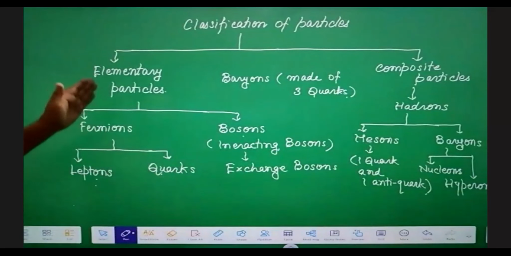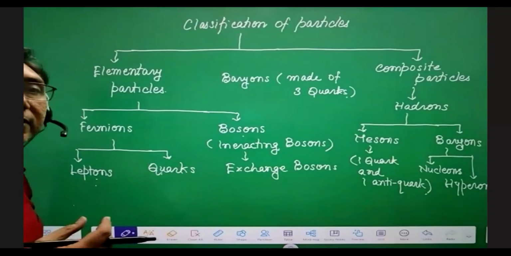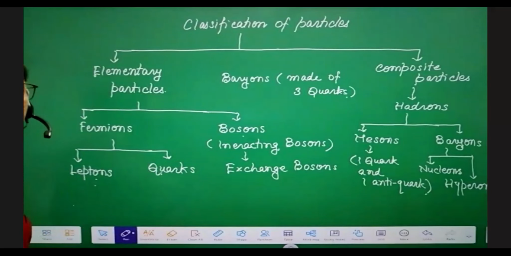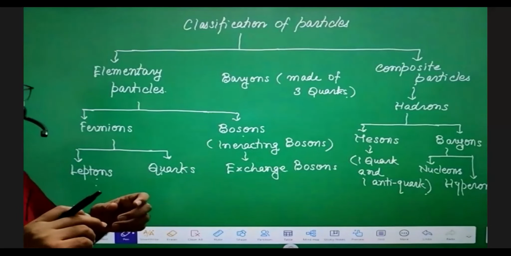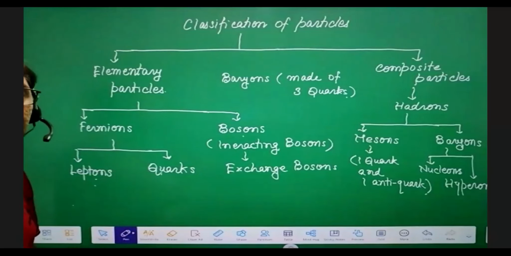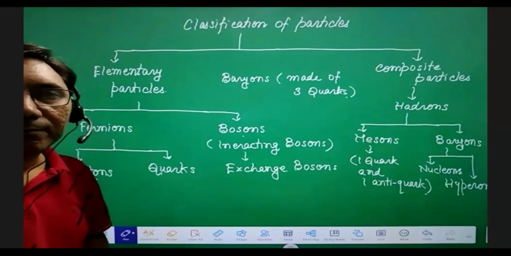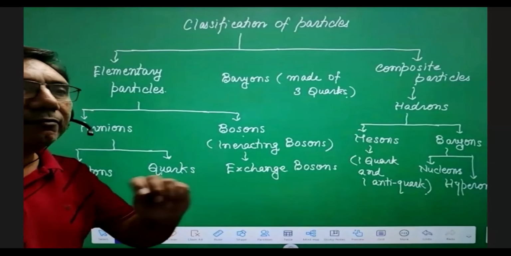On the other side, you are having elementary particles, where two types of particles are there: leptons and quarks, which are fermions. And on the other side, you are having exchange bosons, by the exchange of which these particles undergo different types of interactions: strong interaction, weak interaction, gravitational interaction, and electromagnetic interaction. I want to mention one thing here, that the size of these particles is very, very small, because their size and mass are very tiny.